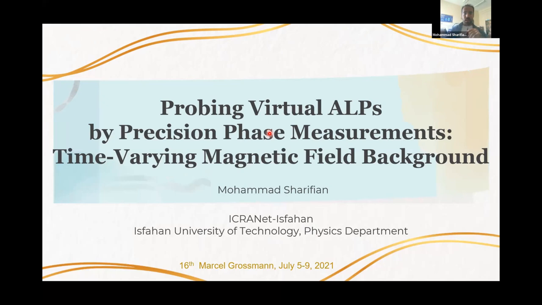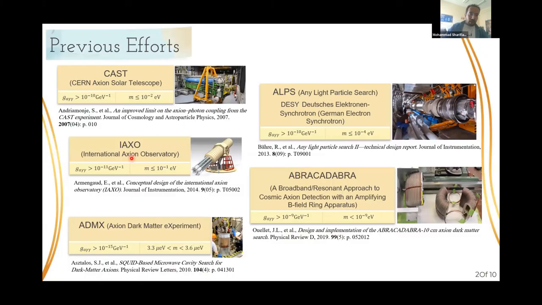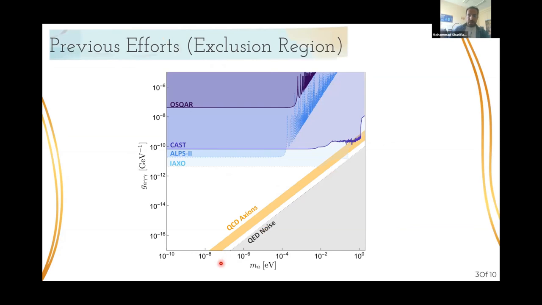Our recent work is probing virtual axion-like particles by precision phase measurements, and we use a time-varying magnetic field background. There were many efforts for detecting axion-like particles. I showed some of them here. Many of them use the interaction of axion-like particles and axions with photons to detect and show the presence of the ALPs and axions. This is the abstract result of their efforts, the famous efforts. There are many works, but I showed some of them here.